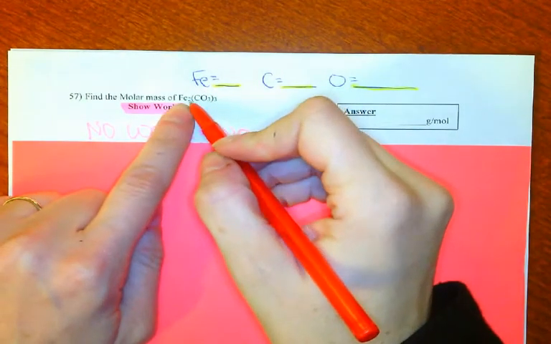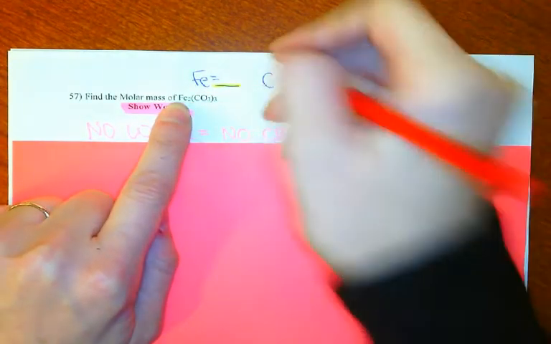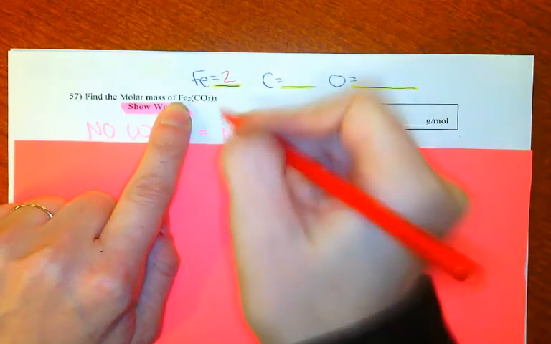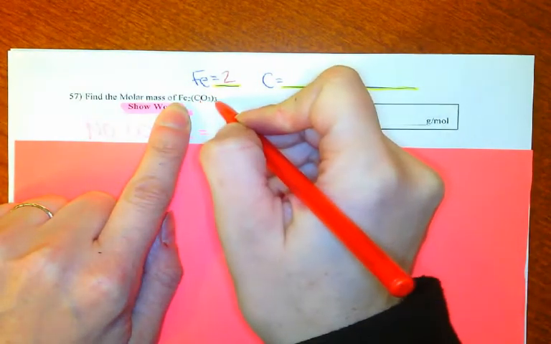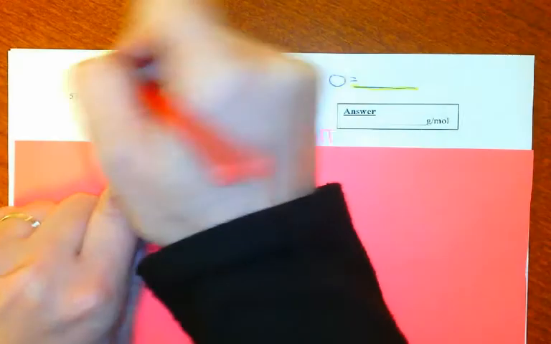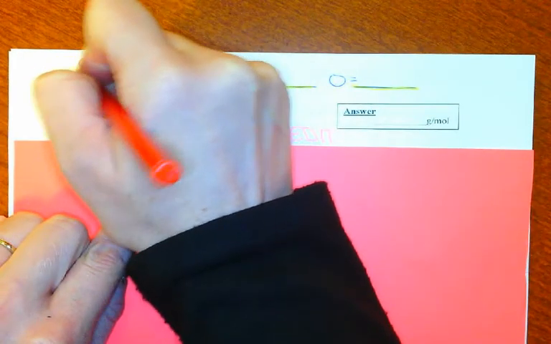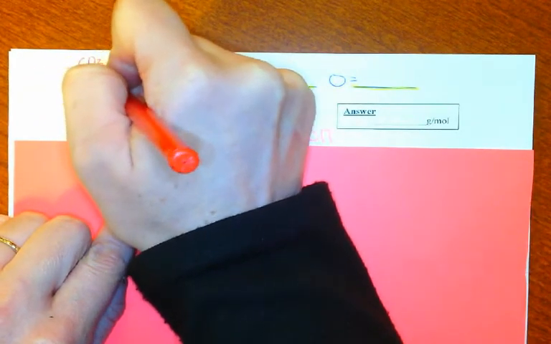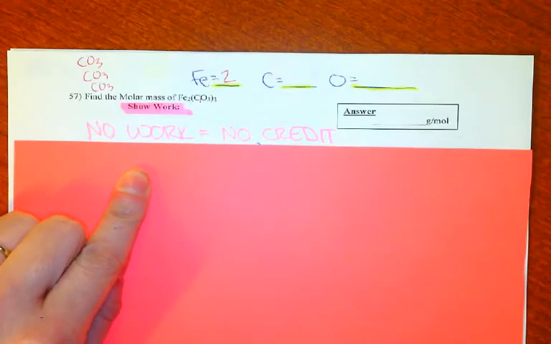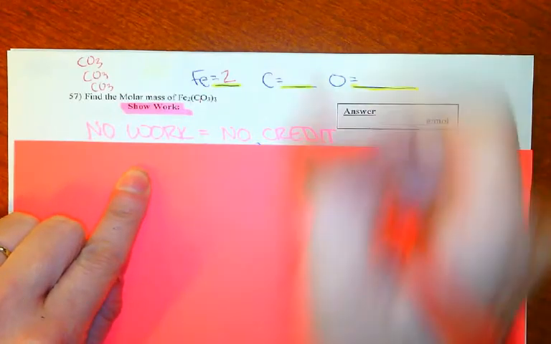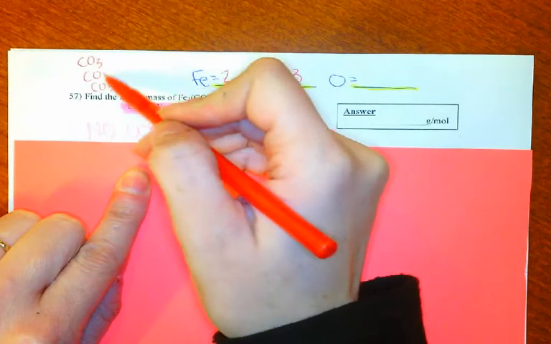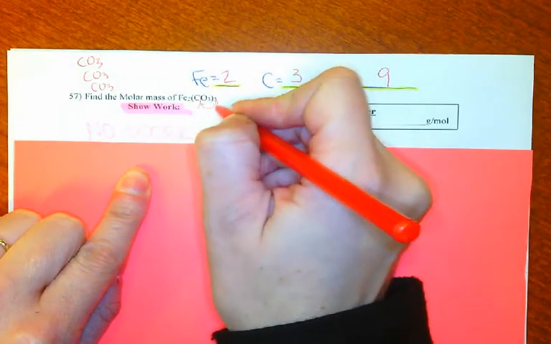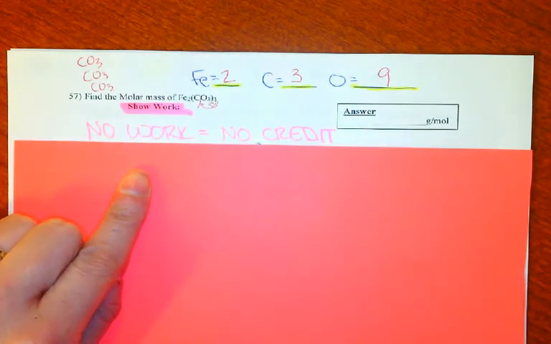So I'm going to come in and look at this. Fe2 means I have 2 irons, plus 1 carbon there, but there's 3 of them. So that means I have CO3, CO3, CO3. I have 3 of those polyatomic ions. So that's a total of 3 carbons, and then 3, 6, 9 oxygens. So I'm going to distribute the 3 times the 1 and the 3 times the 3 in there.